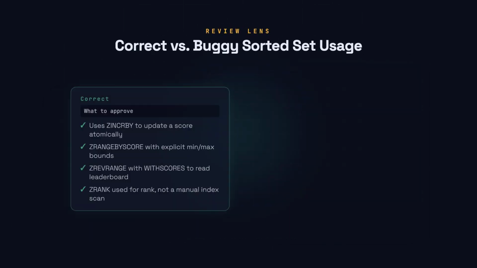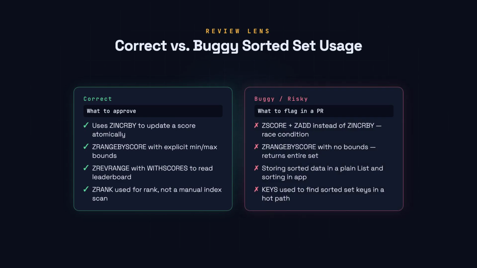When reviewing a PR, flag any code that reads a score and then sets it in 2 separate commands, that is a race condition that ZINCRBY eliminates. Also watch for unbounded ZRANGEBYSCORE calls and for KEYS being used to discover sorted set names at runtime.